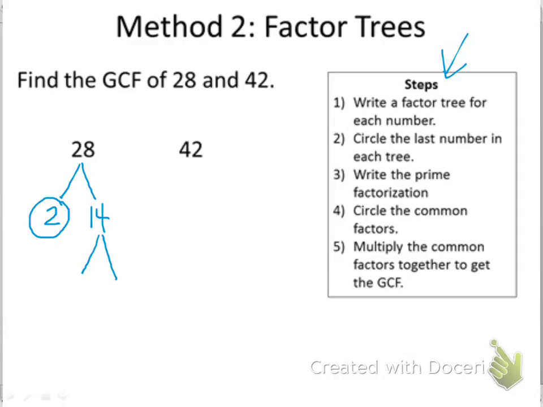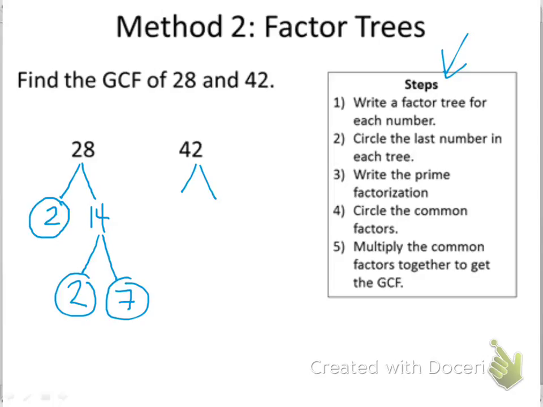What can be multiplied together to give us 14? Well, I think 2 and 7. So I'm going to now check and see if those numbers are prime. 2 is prime, so I'll circle it, and 7 is also prime, so I'll circle it. Now that my factor tree has all circles at the end, I know I am done. Now I can do 42.